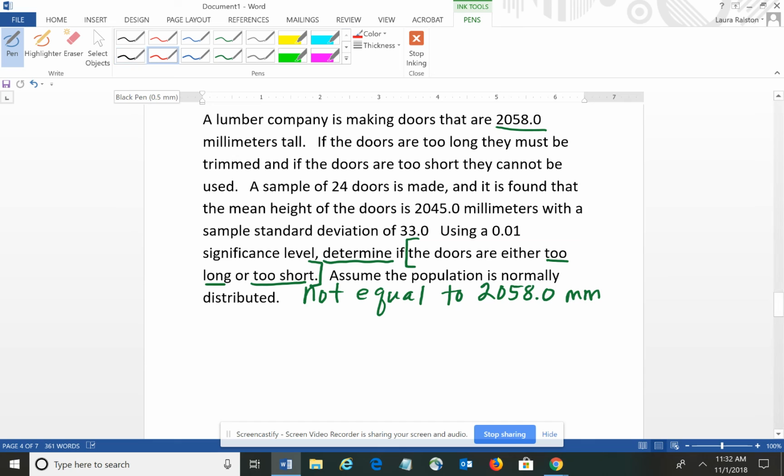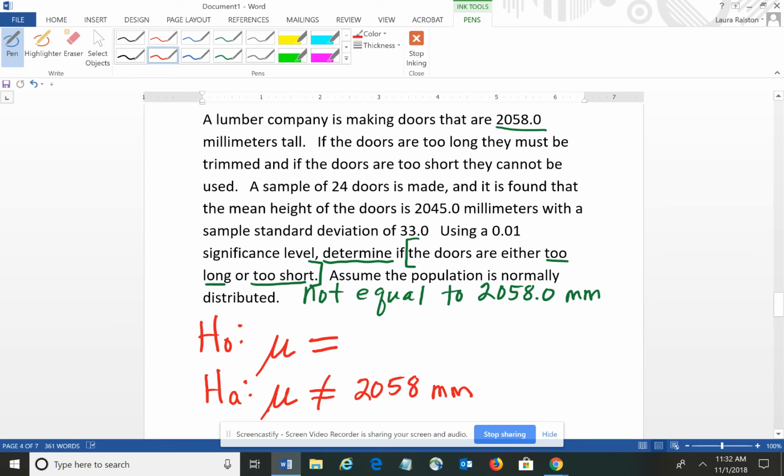So again, if we think about stating our null hypothesis and our alternative hypothesis, again, you have to interpret some of the words, but this one does imply not equal. So again, that means it goes in the alternative. So the mean does not equal 2,058 millimeters. If the alternative is not equal, then the null hypothesis is the mean equals 2,058 millimeters.